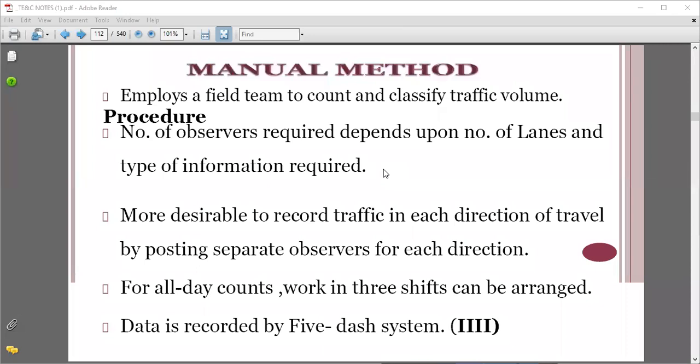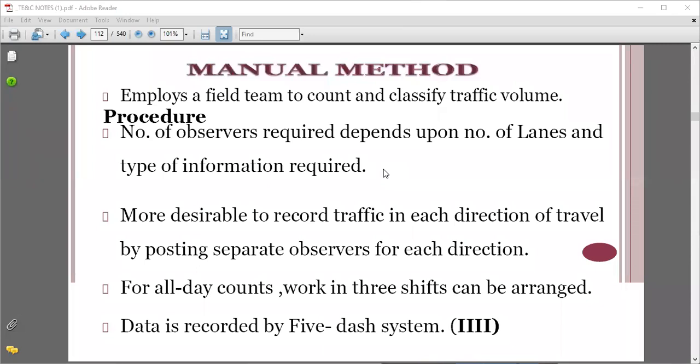The number of observers required depends upon the number of lanes. If there is a 2-lane road or a 4-lane road, then for collecting the information about the vehicles which are moving on the road, we require 4 people. Entering and exiting vehicles on that road are counted by 2 persons. Likewise, based on the number of lanes, we can understand the number of people required to count the vehicles moving on that road.